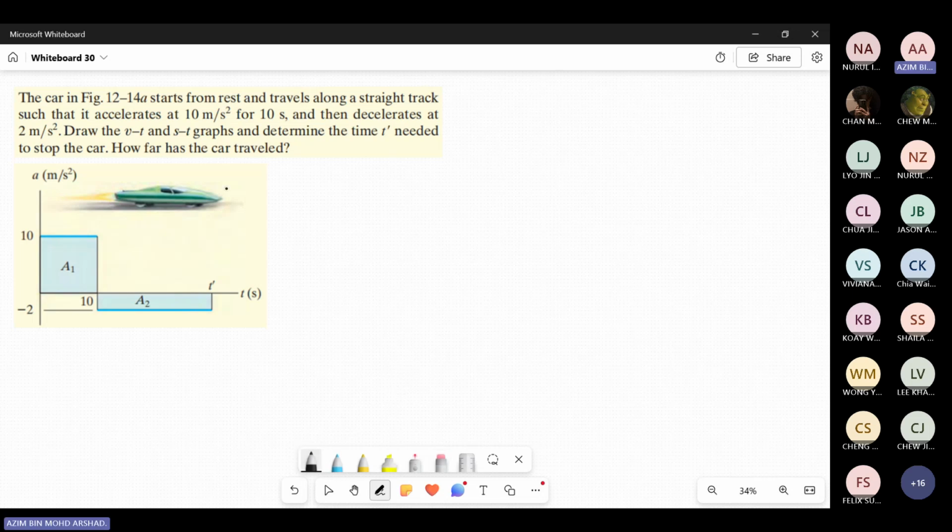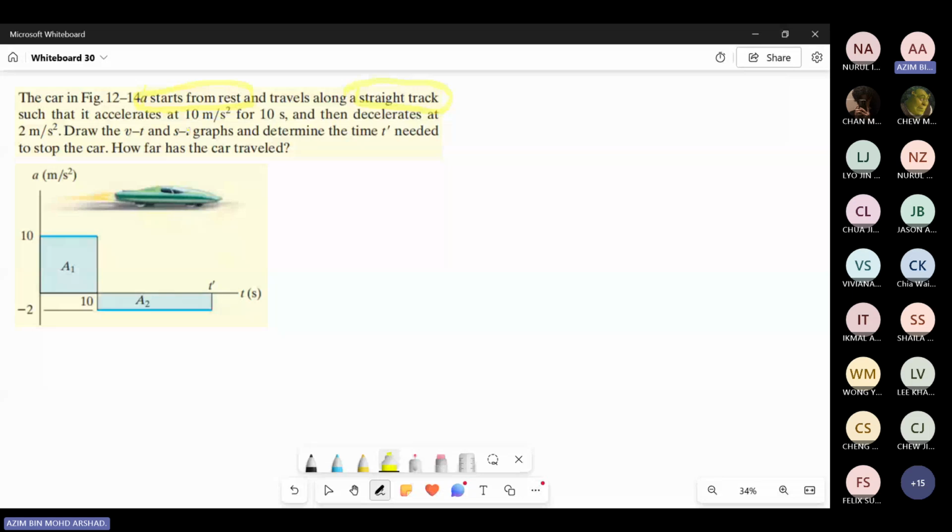Okay, as usual, we'll start by skimming the question first. The car in this figure starts from rest. Let's mark some important information. Starts from rest is a very important statement, and it travels along a straight track such that it accelerates at 10 meters per second squared for 10 seconds. A straight track is also very important information. And then it decelerates at 2 meters per second squared.